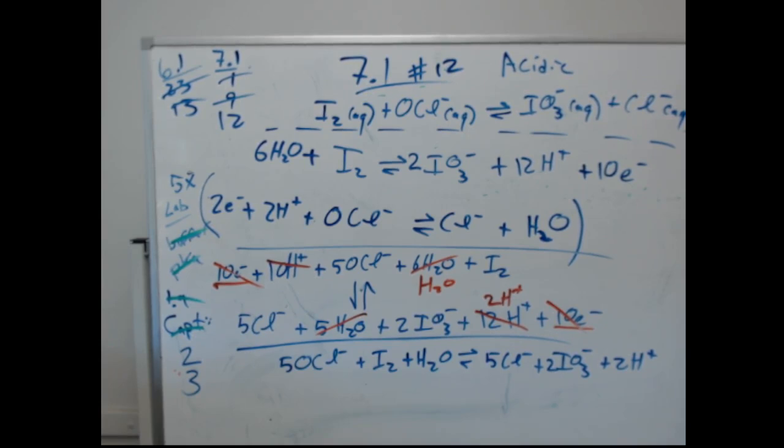I've got 5 chlorines, I've got 2 iodine, 2 iodine. I've got 5, 6 oxygens, I've got 6 oxygens, that's looking good. I've got 2 hydrogens, I've got 2 hydrogens, it looks good.